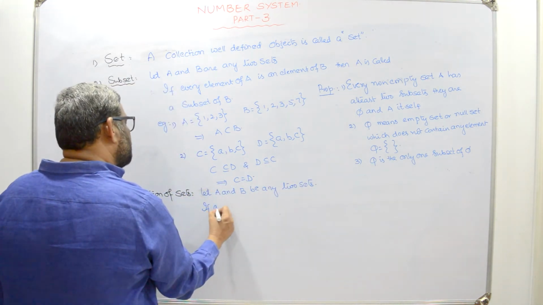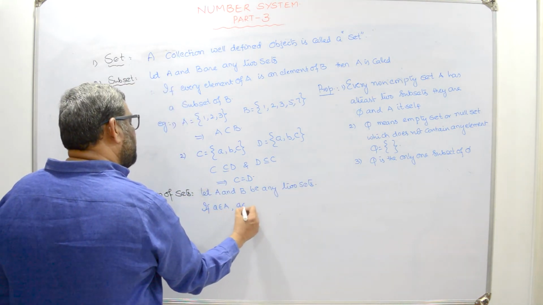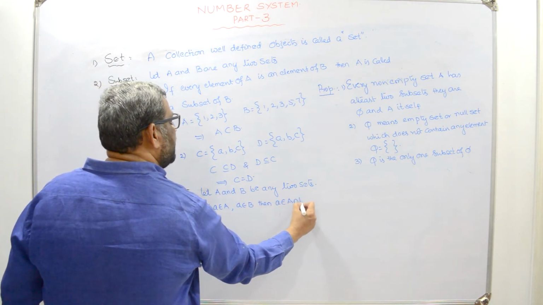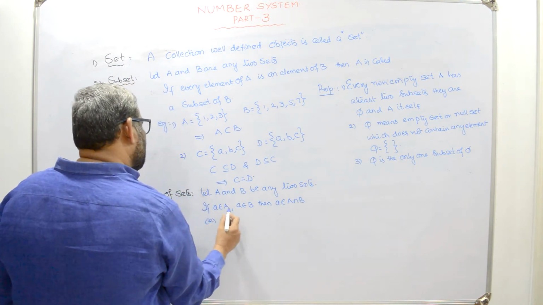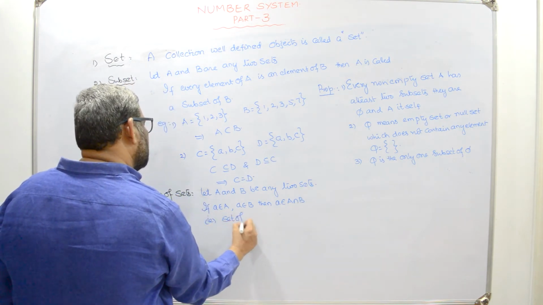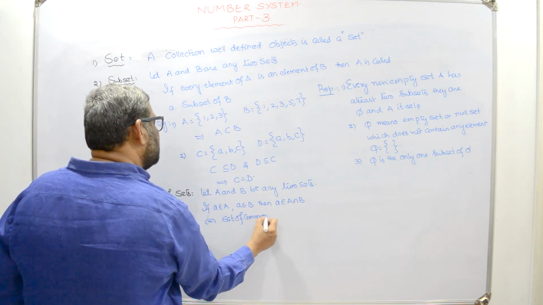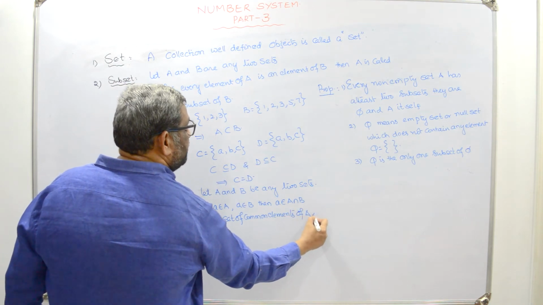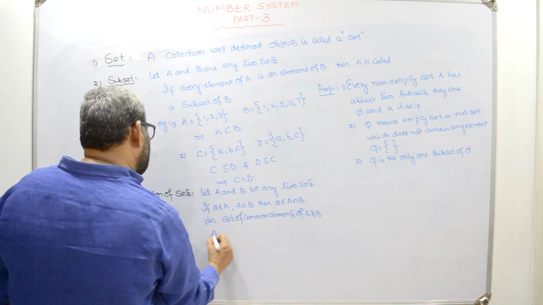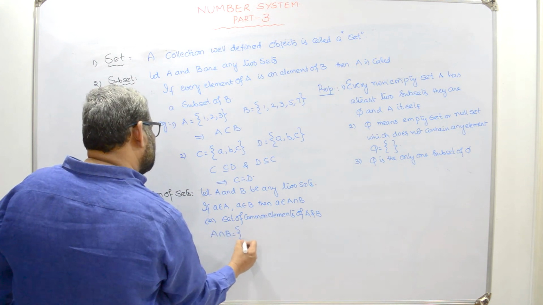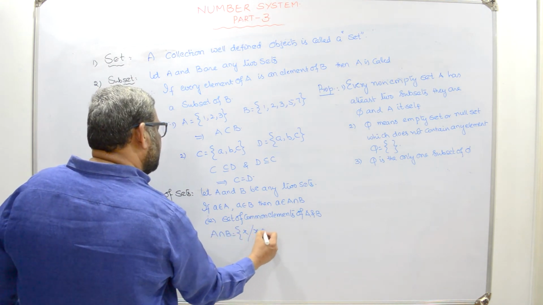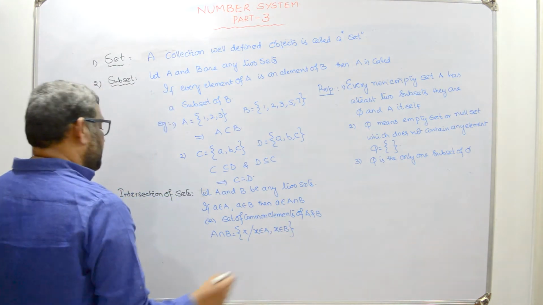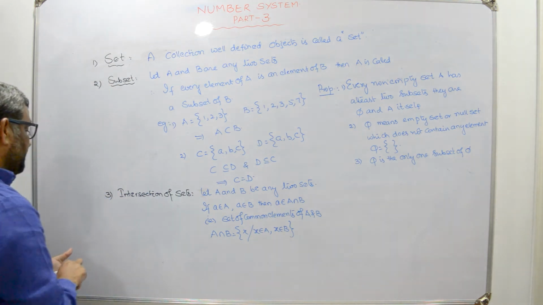If a belongs to A, and a belongs to B, then a belongs to A intersection B. That is the set of common elements of A and B. So A intersection B is equal to the set of all x such that x belongs to A and x belongs to B. This is called the intersection.